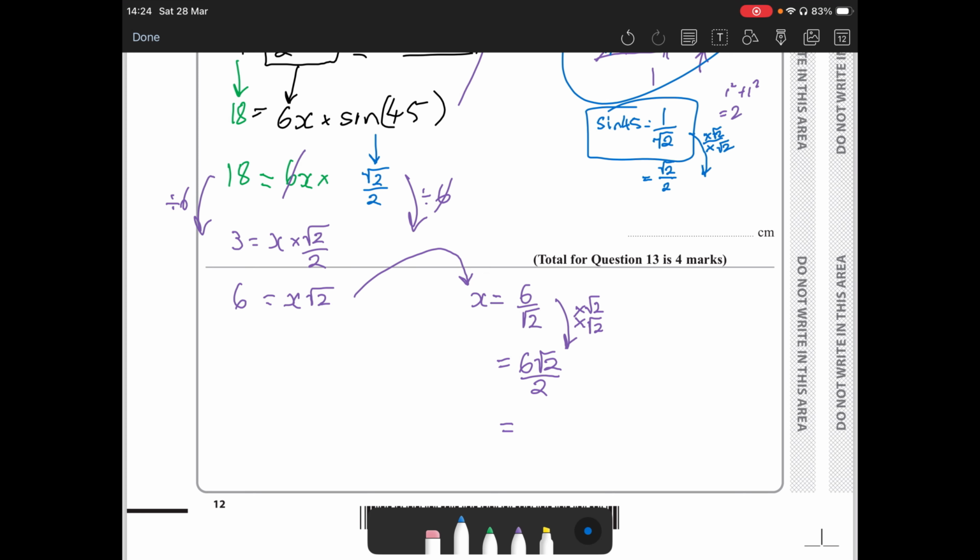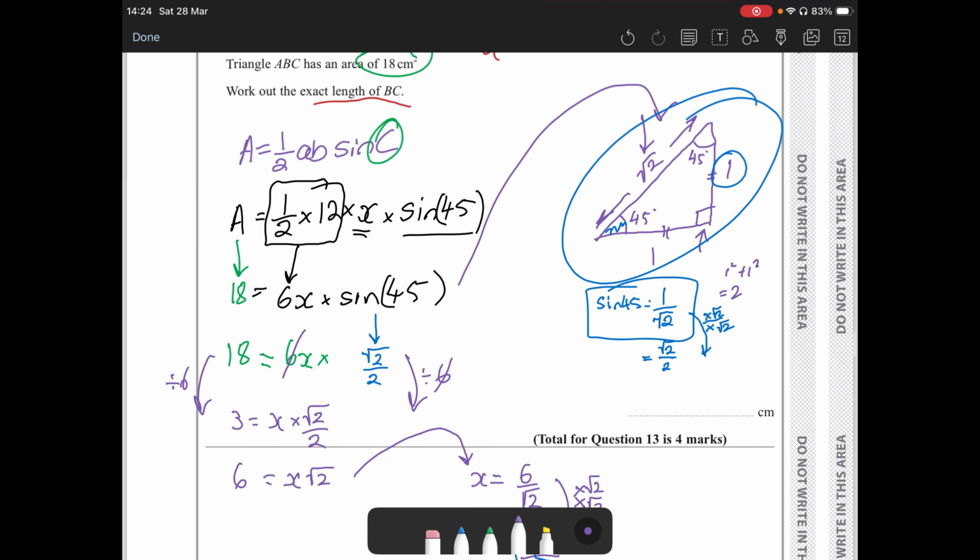And if you focus clearly, we can simplify the 6 divided by 2, which is simply 3. So the answer to the height, that missing length, was 3 root 2 centimeters. Very tricky, that one. Well done if you got that.